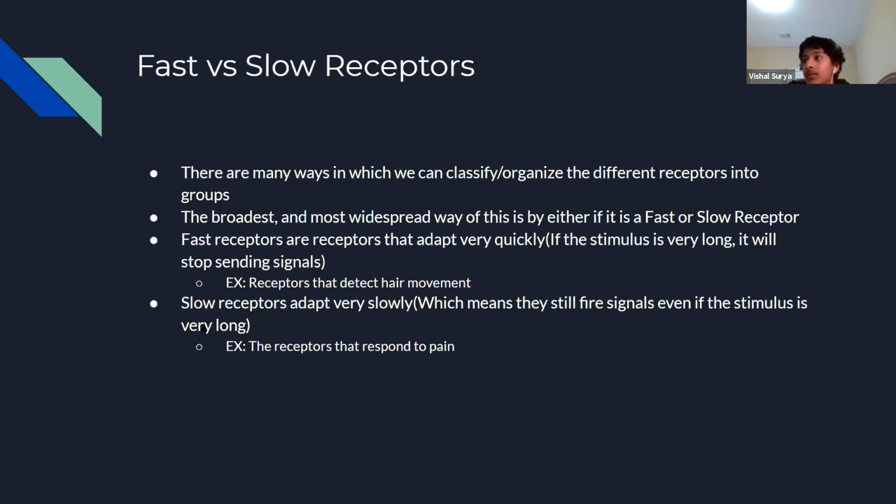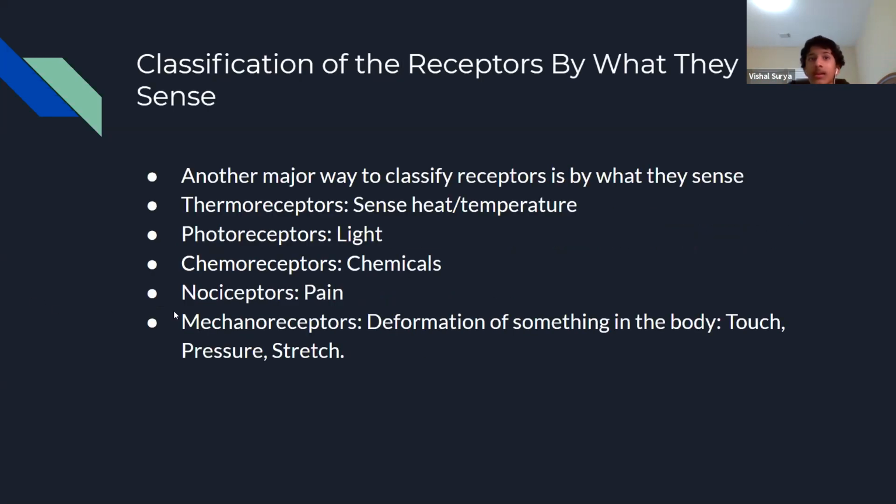Okay, let's go to the next one. Now, we talked about fast versus slow receptors, but now let's go into classification by the type of things that they actually sense. The first type is thermoreceptors. The word thermo means heat, which makes sense because thermoreceptors sense heat in different temperatures. Then the next one is photoreceptors. Photoreceptors sense light, and they are in your eyes. The word photo means light, and so photoreceptors means light receptors.